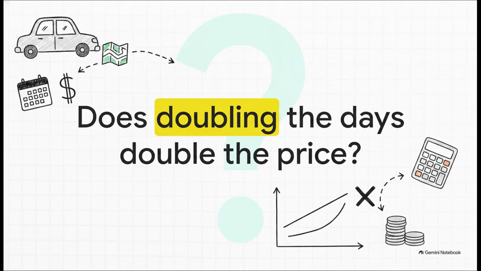But hold on a second, beware. If you don't use these functions properly, your intuition can actually lead you into a very common and, frankly, very expensive mathematical trap. Let's test this out. If a car rental costs $340 for 7 days, simple logic might suggest that doubling the days doubles the price, right? So, does it cost $680 for 14 days?